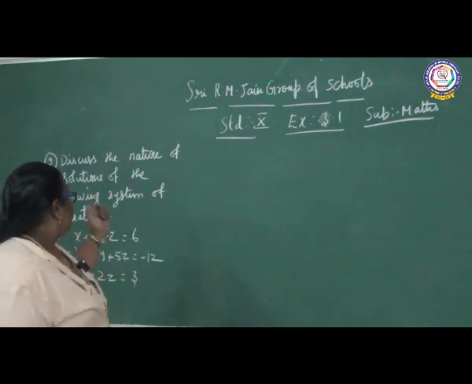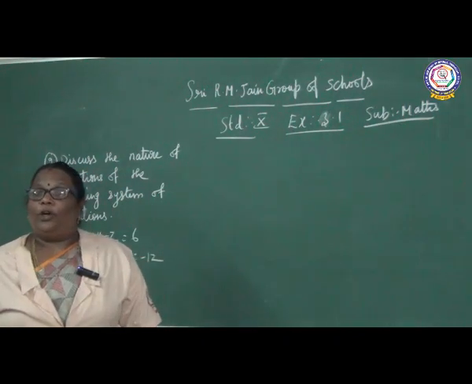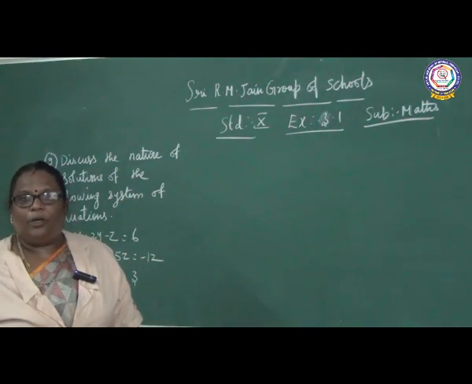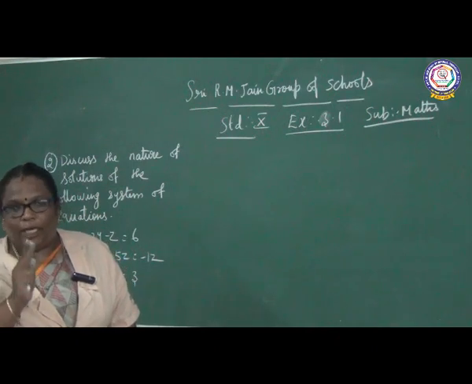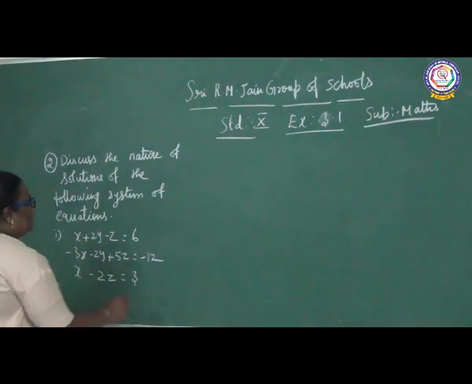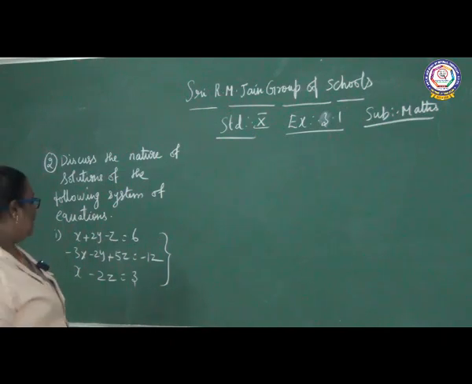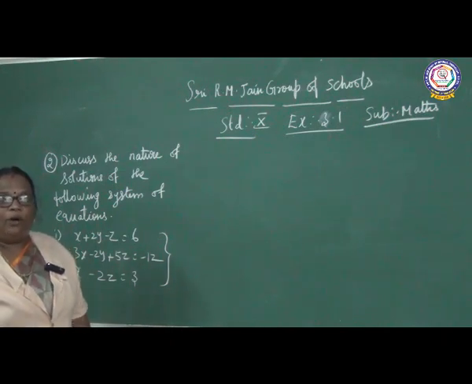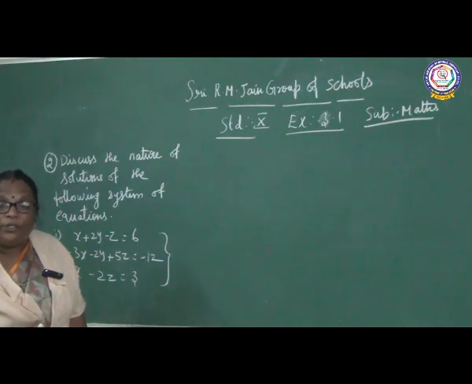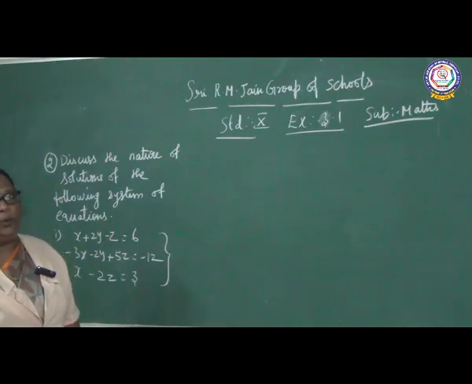Exercise 3.1, sum number 2. We already discussed the nature of roots for any given 2 equations. But see, they have given 3 equations, z is also here. x plus 2y minus z equal to 6, minus 3x minus 2y plus 5z equal to minus 12, x minus 2z equal to 3. So now we are going to discuss the nature of roots of 3 given equations.